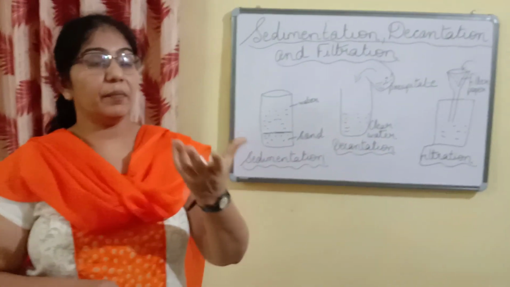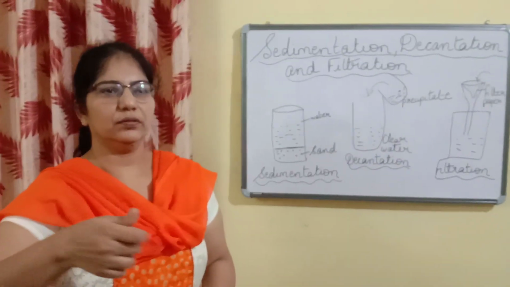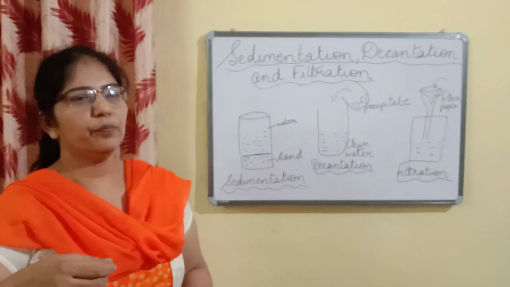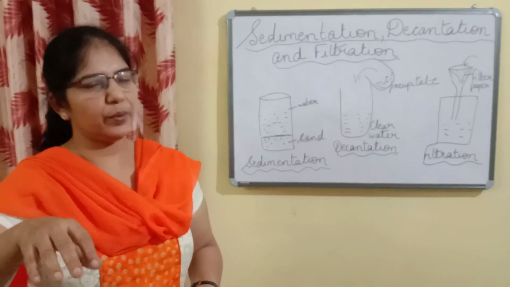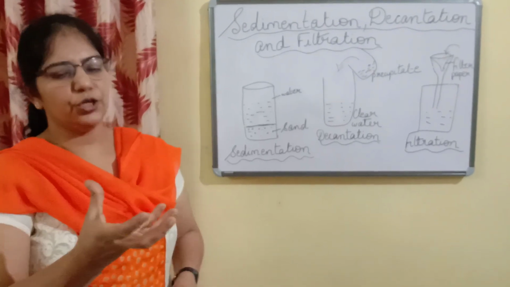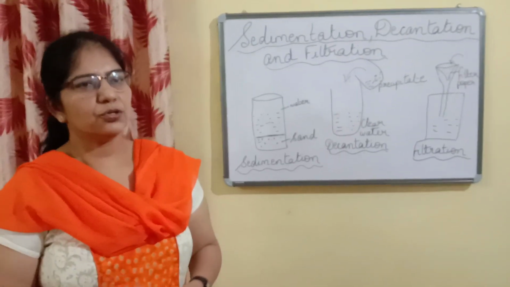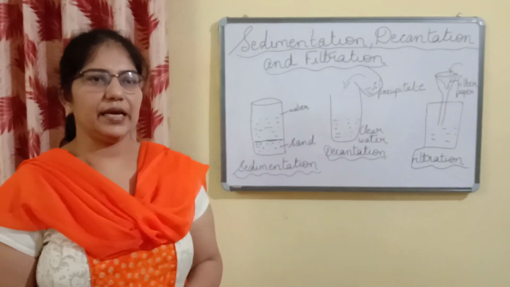Even when your mother makes paneer at home, after adding vinegar or lemon juice to milk, what happens, children? Paneer comes on top and then the liquid is left behind. Then you can strain it through a strainer and then you will get solid paneer. So these are all examples of filtration, sedimentation and decantation.